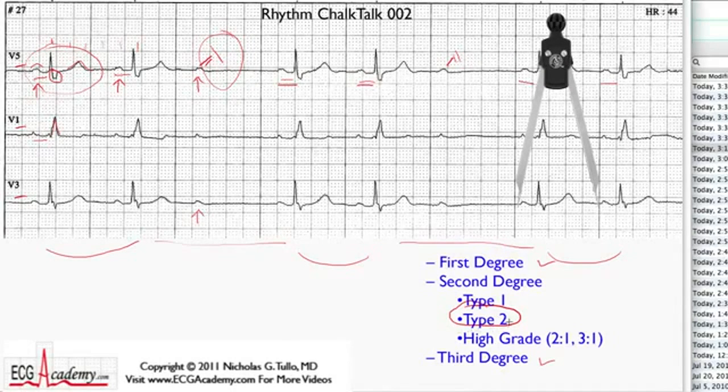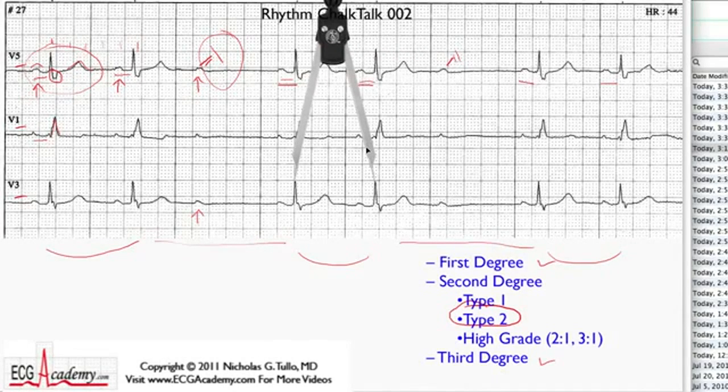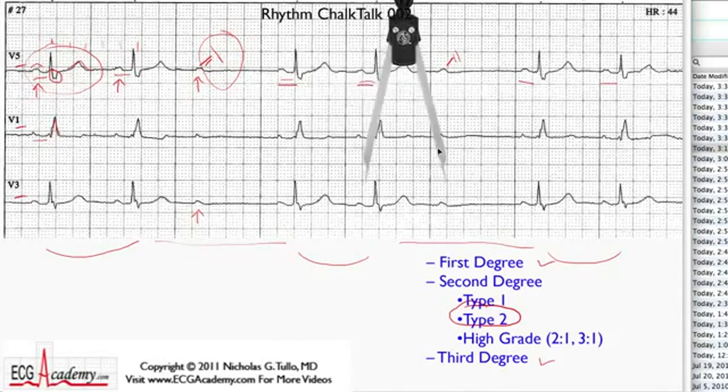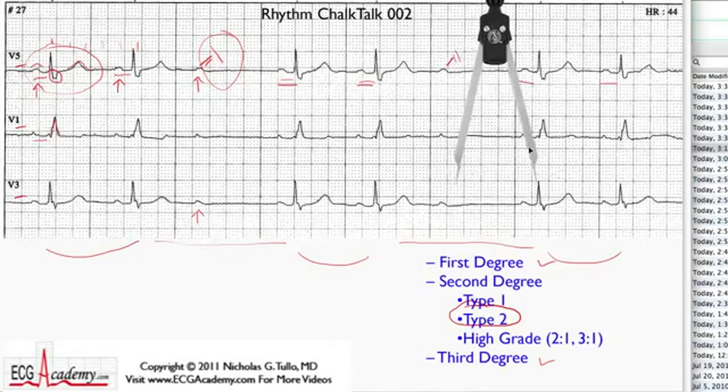The other characteristic of type 2 second degree AV block is that the pause that results from the blocked P wave should be exactly 2 times the previous R to R interval. So if we take our calipers and confirm that we have them sized to reflect the R to R interval, now let's measure and take a look. It lands halfway between that box, and the next beat occurs exactly where it should. And that's because the P to P interval is constant, the PR is constant, and the fact is that this QRS complex lands exactly where it should land.